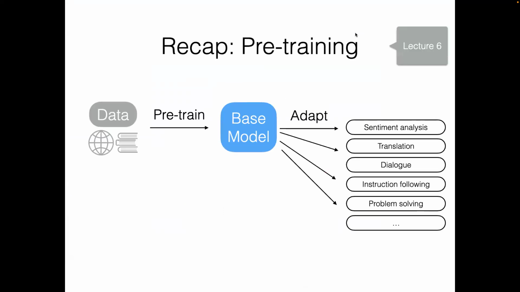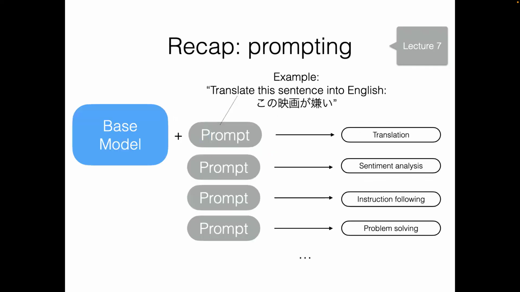So if we recap 2 lectures ago, we talked about pre-training. And again, you get this base model and then you want to adapt it to various tasks. And in the previous lecture, I talked about prompting. So here we describe the task either through instructions and or examples in the input to the language model, which is the prompt. And then we have it perform a task.